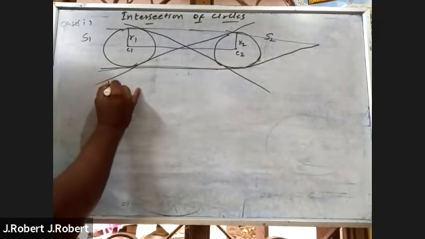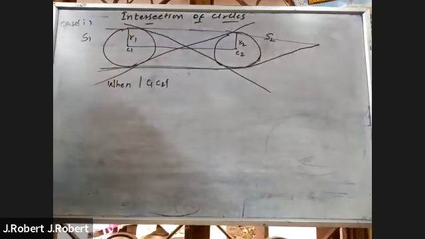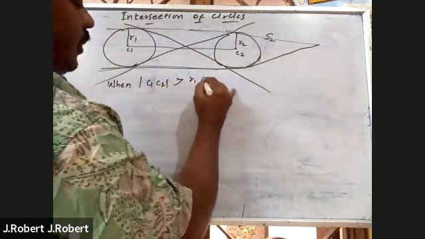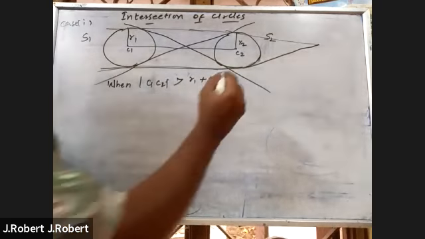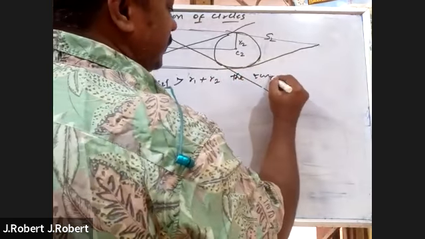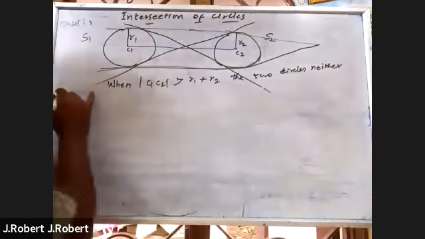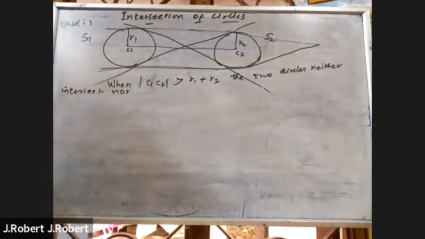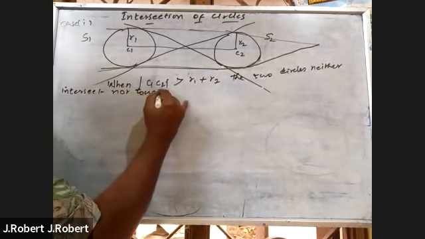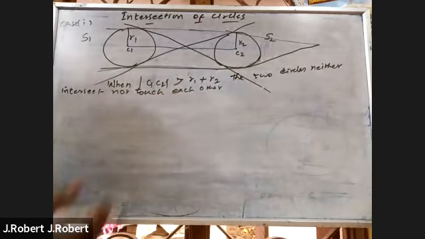When condition பாருங்க, when modulus of C1 C2, the distance between C1 and C2 is greater than R1 plus R2, the radius of these two things, then the two circles neither intersect nor touch each other. So this is the condition. பாருங்க, ரெண்டுமே ஒட்டல, ரெண்டும் டச் ஆகல, இன்டர்செக்ட் ஆகல.